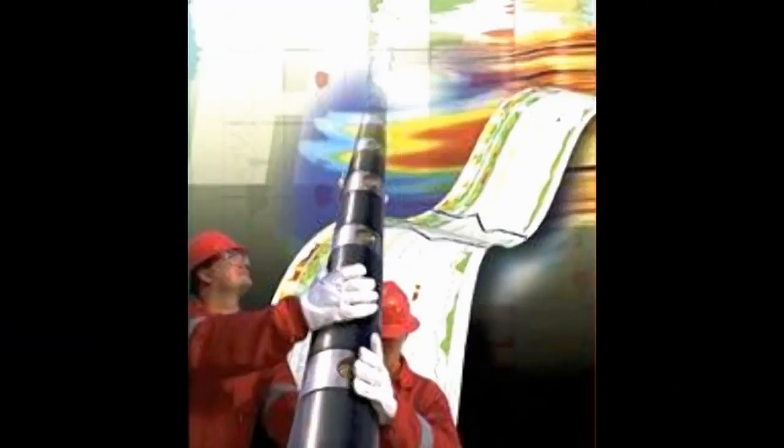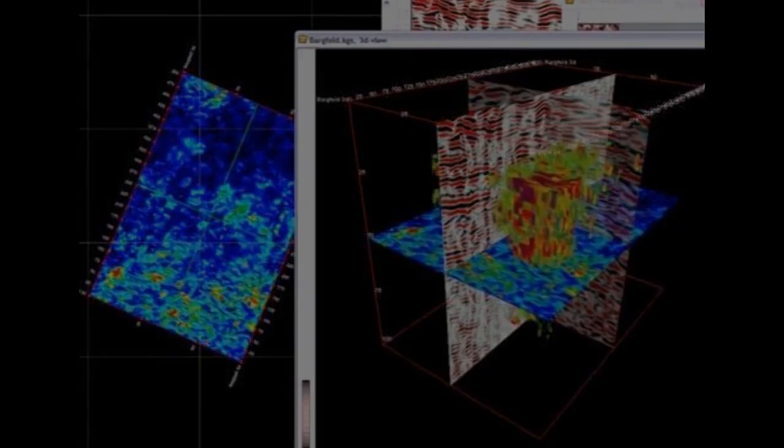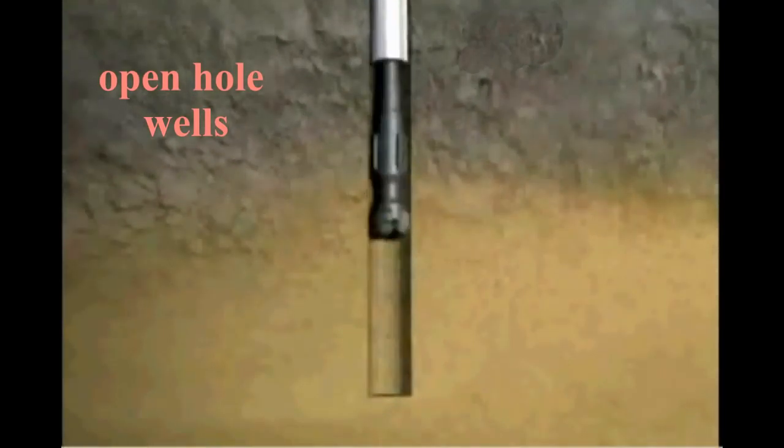In each method, we'll discuss how the need for different data will influence how the data is handled and analyzed. In this chapter, we'll limit our discussion to open hole wells. We'll talk more about closed hole or cased hole wells in the next chapter.